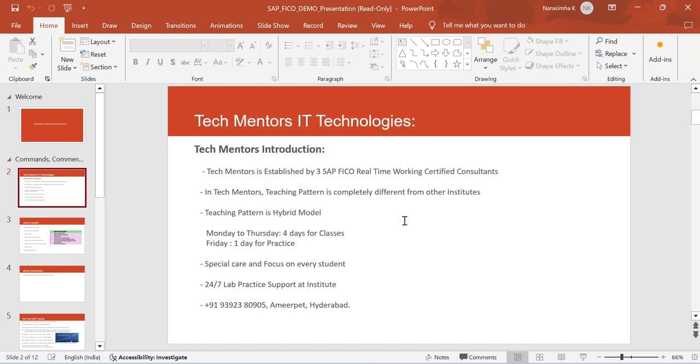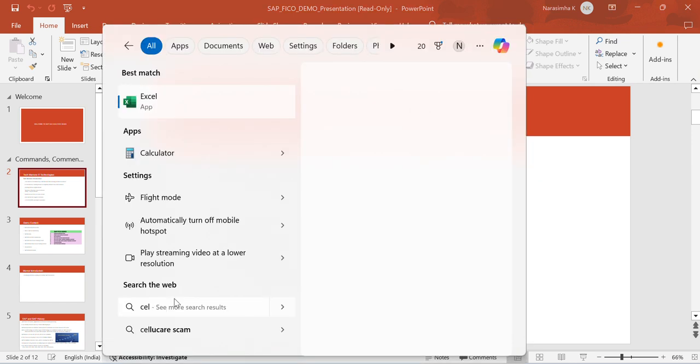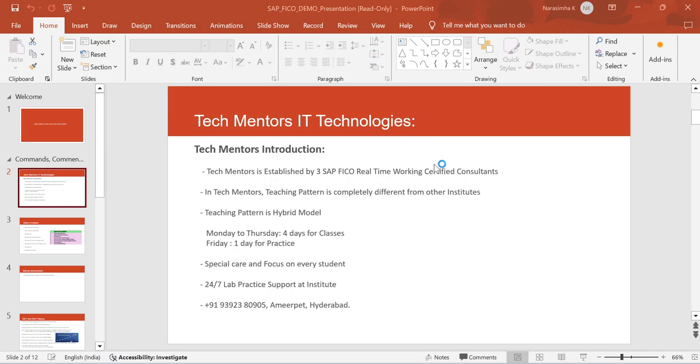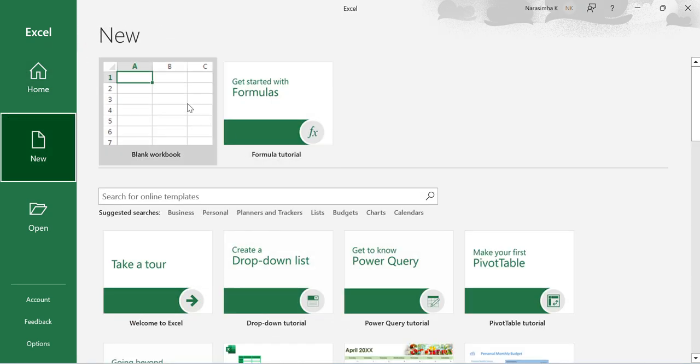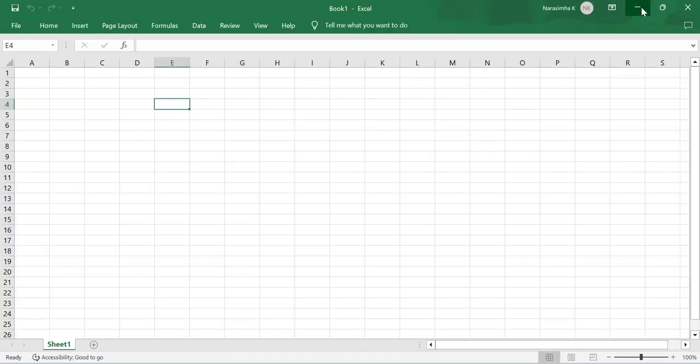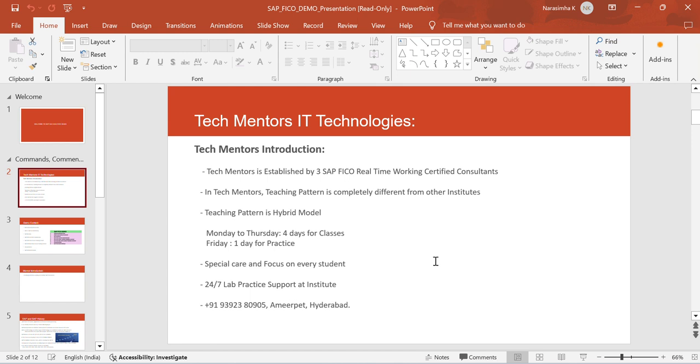First I will give the introduction about my institute. Our institute name is Tech Mentors IT Technologies. It is located in Ameerpet, Hyderabad. Basically, Tech Mentors is established by three SAP FICO real-time working consultants, and all are my friends. I am one of the guys.